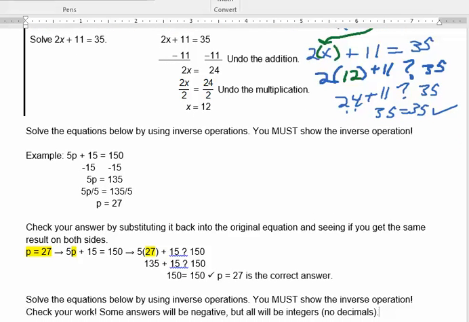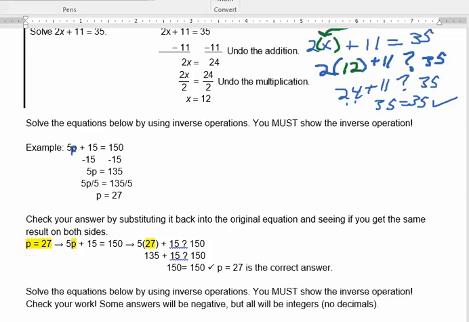Here's another example. 5p plus 15 equals 150. So first of all, I should find the variable. The variable is p. And right now it has 15 being added to it. So I'm going to subtract it. And then I'm going to divide by 5, and then I get my answer. And then I check my work.